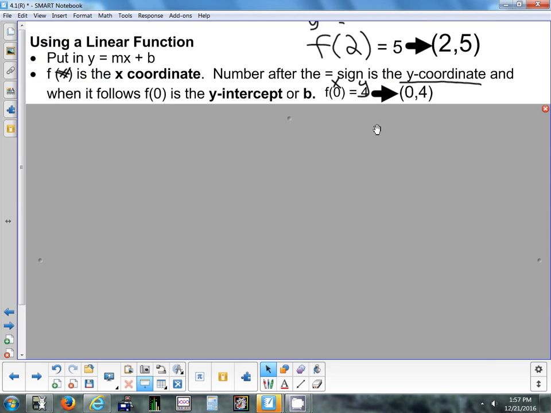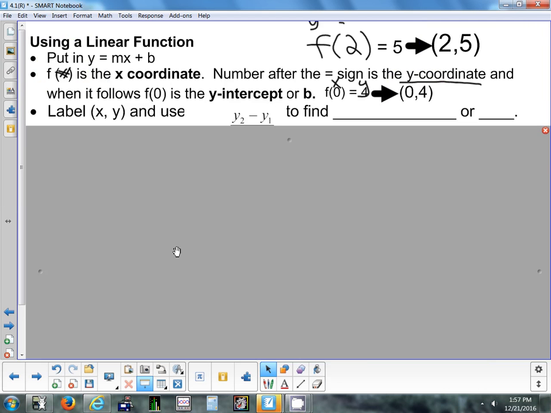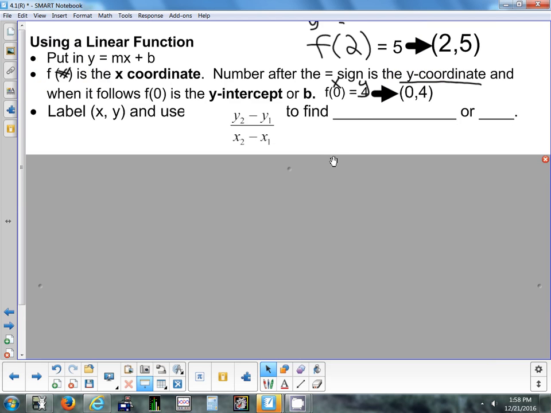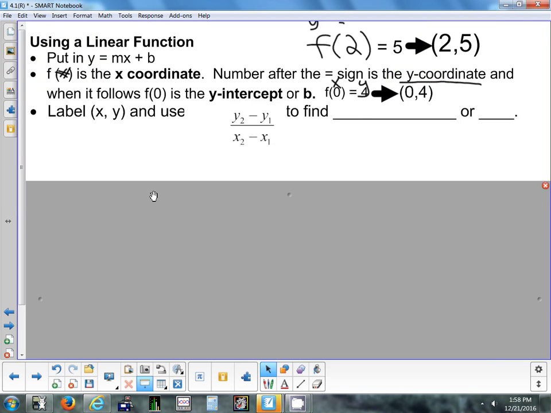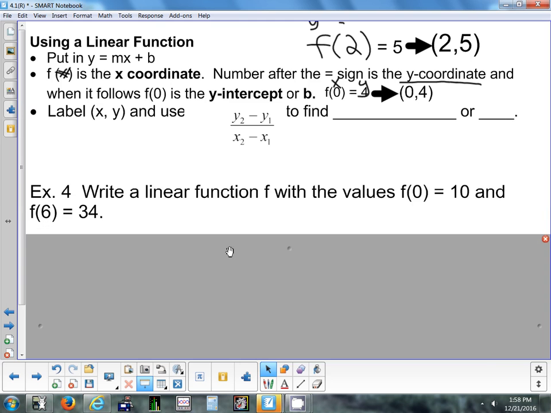It's going to give us two sets of coordinates that is going to be written a different way. And like we just did, we're going to label x and y just like we did here. All right, there's my x, there's my y. Number in the parentheses is x. Number after the equal sign is y. Same as before. We'll use the formula to find slope. y2 minus y1 over x2 minus x1. Now, just like we did in the last one, by doing that, Bay, what will I find? When I solve that, what does that give you?